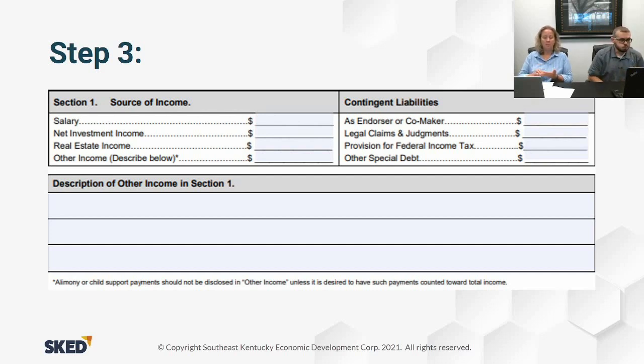Net investment income, this could be you've invested in a business and this could be dividends from stocks. It could be that you're getting monthly checks from those investments. Real estate income, if you own rental properties, you would put that information there. And other income, so any other places that you make money. And I believe these are looked at annually. So we're supposed to put the annual salary.